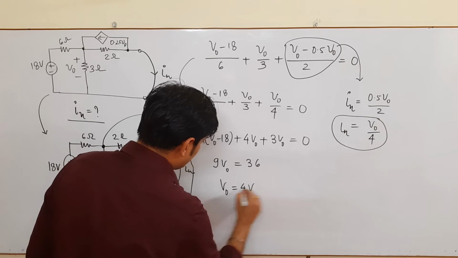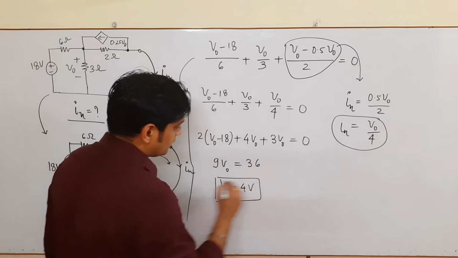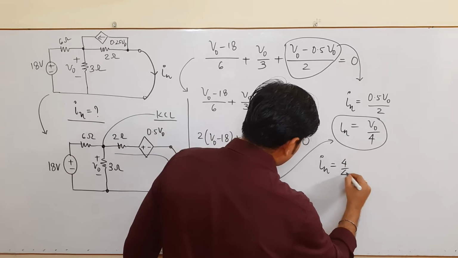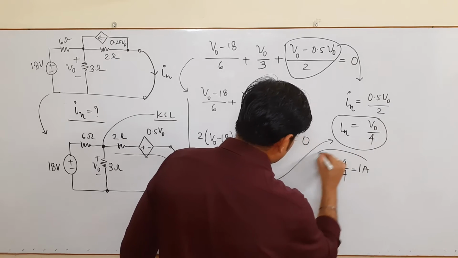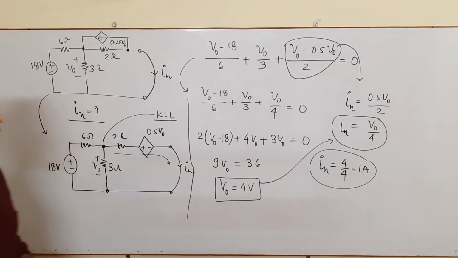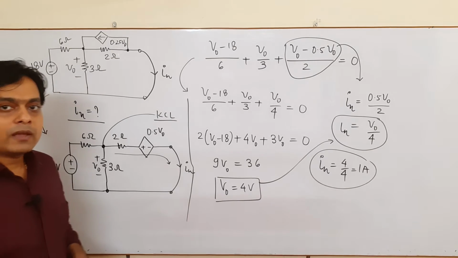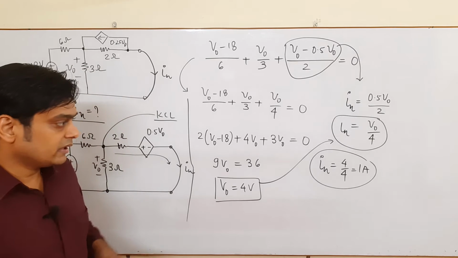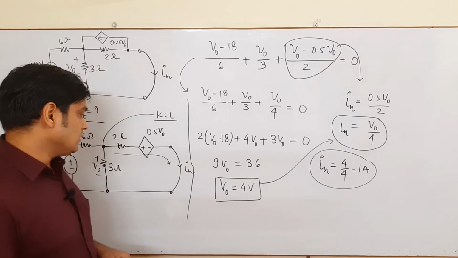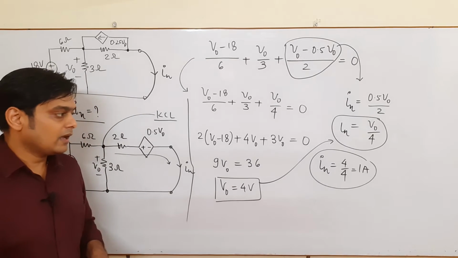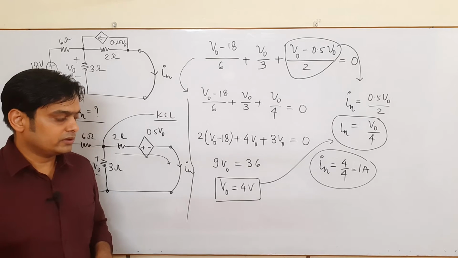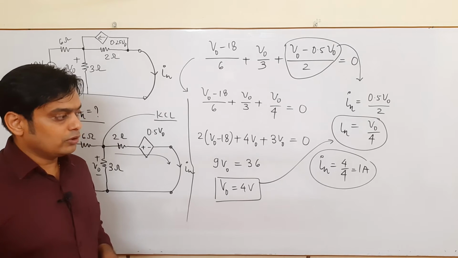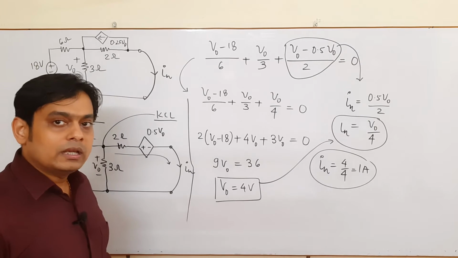to 4 volt. And from here, if you put this value, the value of IN comes to be 4 by 4, that comes to be 1 ampere. So this is the value of your Norton current, that is 1 ampere. Okay, so finally you have found the value of Norton current as 1 ampere, the value of VTH as, it was 3 volt, yes, and the value of RTH as 3 ohm.